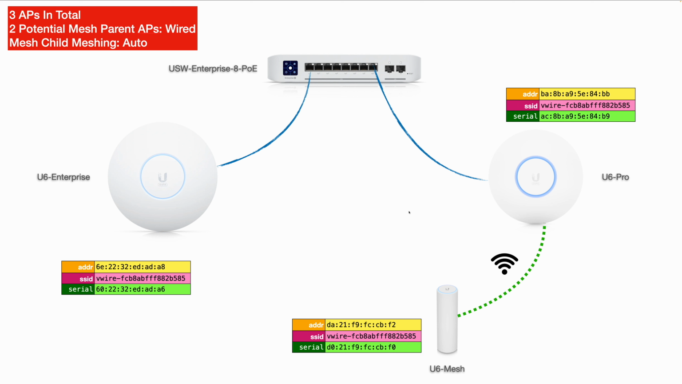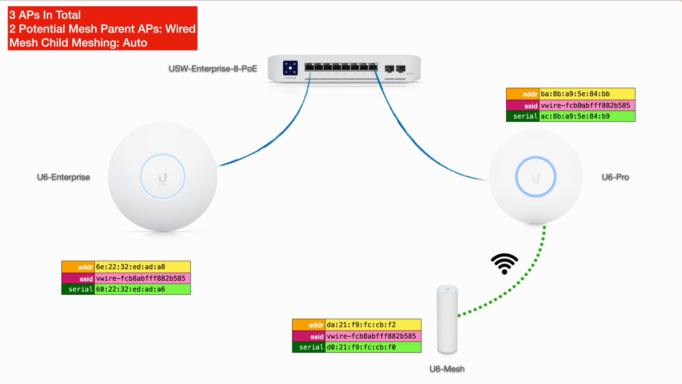I also put 3 different types of information for each AP. We will explain why they are important and where I get them. You can see they share the exact same SSID, which has the name vWire something. vWire, I guess it means virtual wires. They have the same SSID. It makes sense because they are in the same UniFi network, the same mesh network.